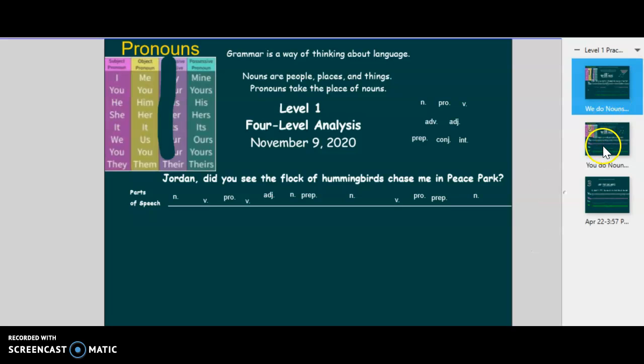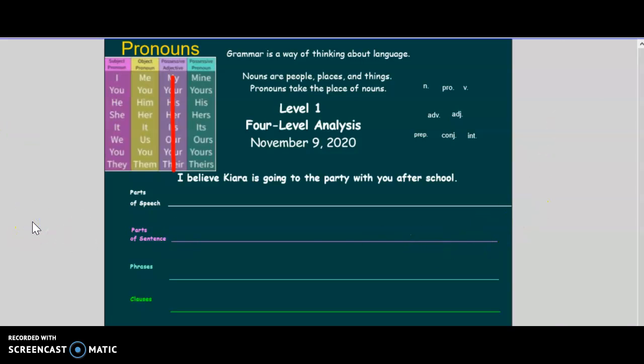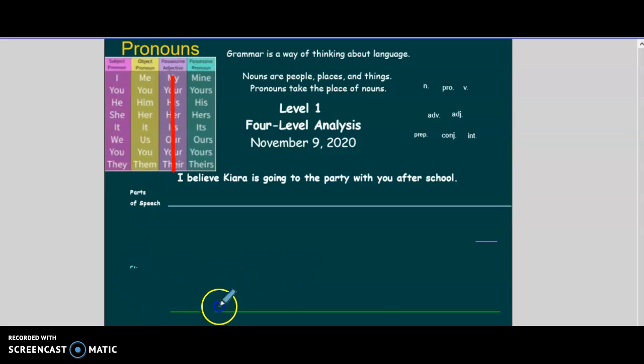Your independent work today, your practice, is going to be to do a level 1 analysis on this sentence. I believe Kiara is going to the party with you after school. All right, so you only have to do level 1 analysis. We haven't even thought about level 2, 3, 4 yet. So I'm going to get rid of this stuff for you so you're not even worried about it. There you go, good enough.